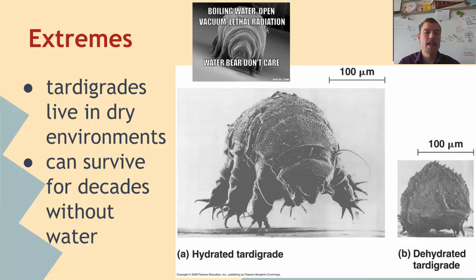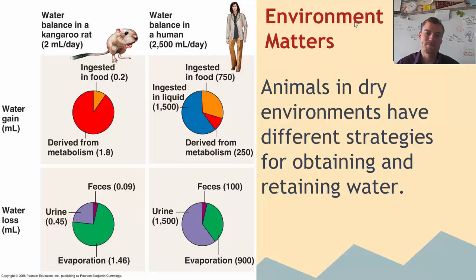We can also have organisms that live in some pretty extreme environments. We've got these things called tardigrades, which are also known as water bears, and they can survive for decades without water in this dehydrated state. And then once they get a little tiny bit of water, because you notice that they're very, very small, only a few hundred micrometers in length, they can be hydrated, and then they do reproduction and things like that. They can also survive things like being in boiling water, being in vacuums, or being dosed with lethal radiation. So they're pretty cool and interesting creatures.